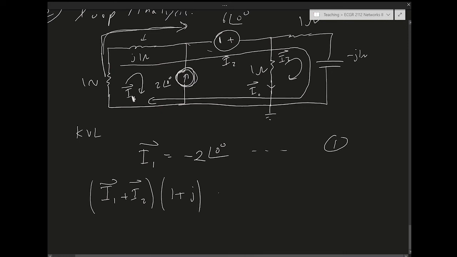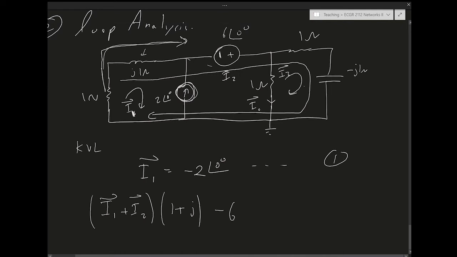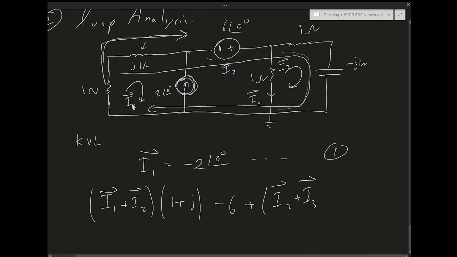And then the voltage is fine, minus 6, that's okay. But now, once we pass here, in this portion of the loop, we have I2 plus I3. That's the current in that portion of the loop times the impedance, which is 1 minus j, equals 0.